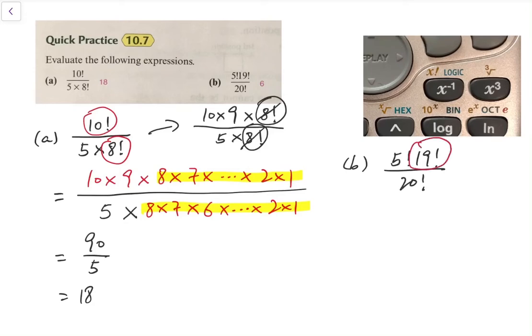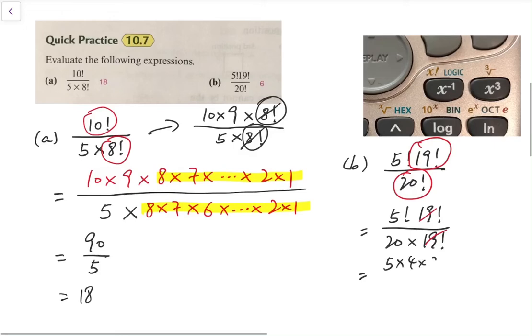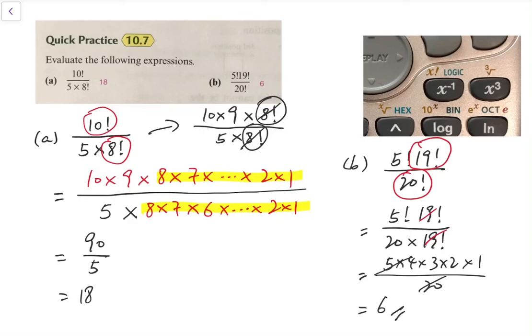Okay, so part B, you will get this. If we apply similar skills here, with 19 factorial and 20 factorial, you will have this one. The 19 factorial you can keep. For 20 factorial you can get 20 times 19 factorial, so these two cancel with each other. And then 5 factorial you can get 5, 4, 3, 2, 1, and then over 20. So the 20 cancels, and you get 6 finally.